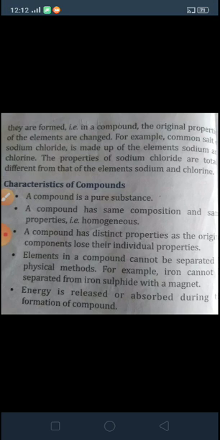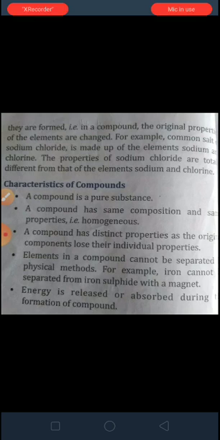Third one, a compound has distinct properties as the original components lose their individual properties. The original components, in element form, may be in different states, maybe solid, liquid or gaseous, but the compound is totally different. So the original components of the compound lose their individual properties when they combine chemically in a fixed proportion.